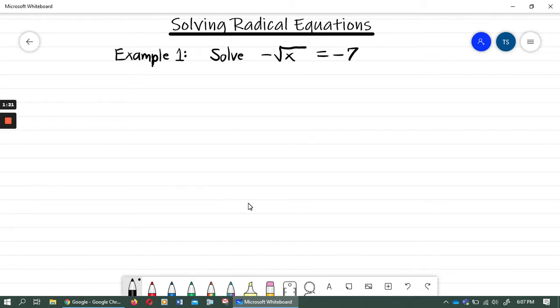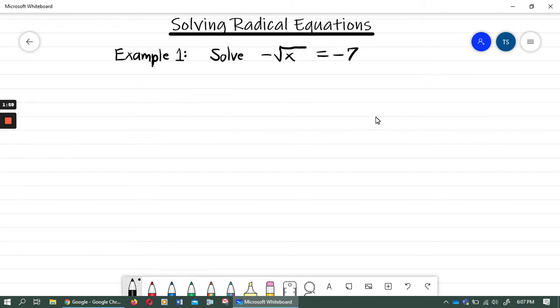Okay, so let's look at this example here. It says solve the negative square root of x equals -7. It's important for you to know that if you have a radical equation that looks like this, where there is a radical only on one side of the equation, and here you see that there's a radical only on one side of the equation.